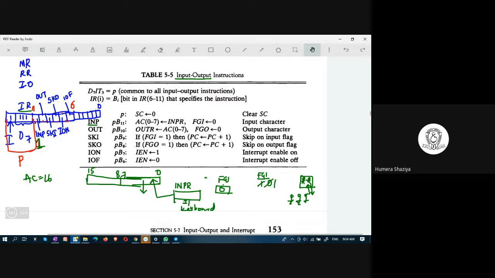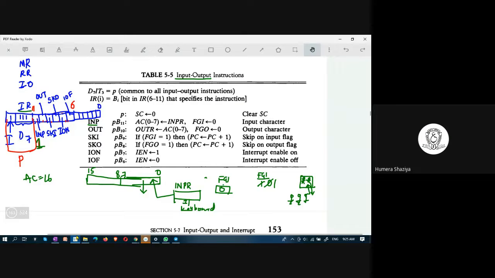Same thing applies here. When the input register is having the data, FGI is 1. When the input register transfers its data into the accumulator, FGI is 0. It means that here it is empty. Did you understand? Yes, ma'am.